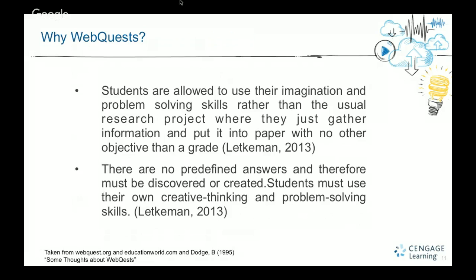Objective? A grade. No. This objective is usually to reflect upon an issue that we want the students to reflect on. There are no predefined answers, and that is good because the students must generate those answers. They must be creative to answer a question, okay? So there is no right or wrong answer, just critical thinking, my arguments, my opinion, okay? And show me how to solve a problem. That is what we want the students to do. That is why we want to use WebQuests.